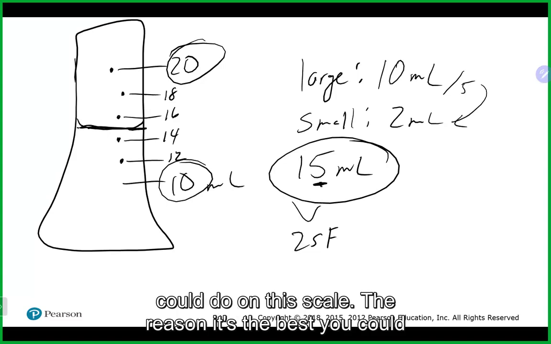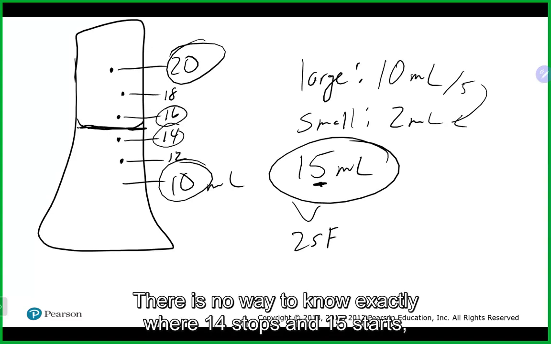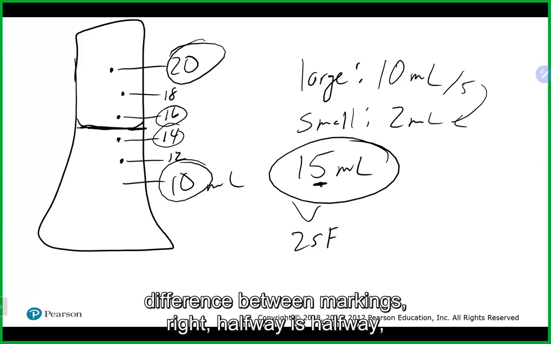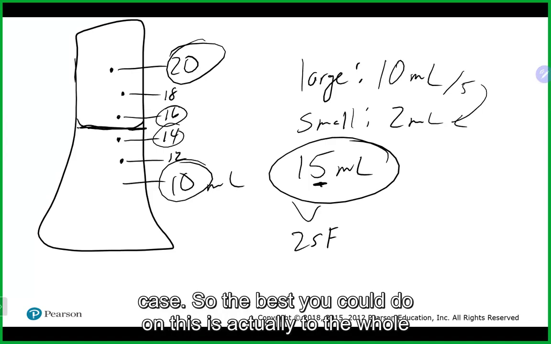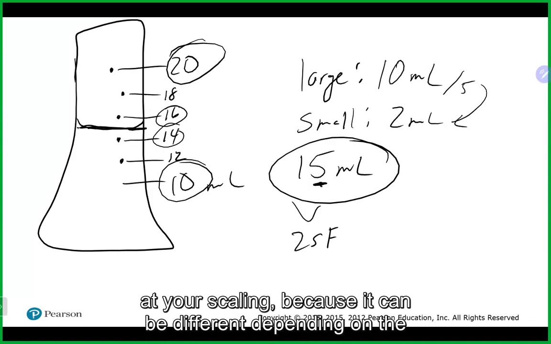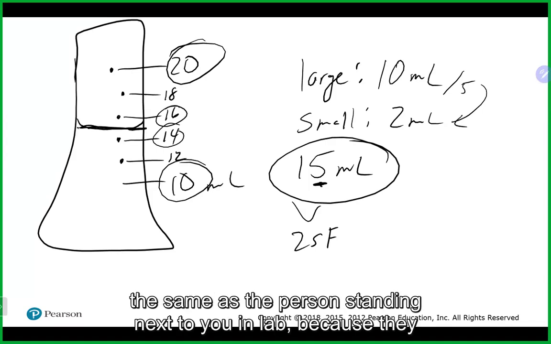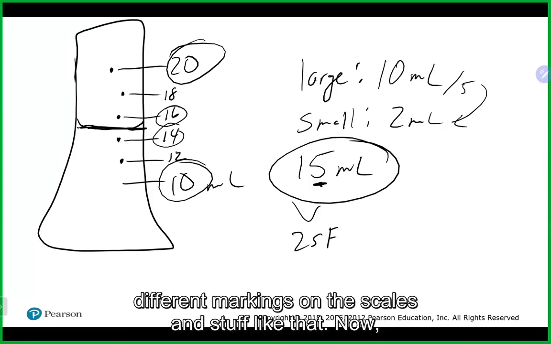The reason it's the best you could do on this scale is it goes from 14 to 16. In that little space, there's no way to know exactly where 14 stops and 15 starts, right? There's not enough room. When you just have one difference between markings, halfway is halfway, you kind of know it's halfway. You don't know in this case. So the best you could do on this is actually to the whole number. So it's really important to look at your scaling because it can be different depending on the piece of equipment that you're using. And it may not even be the same as the person standing next to you in lab because they might have bought it from a different vendor that has different markings on the scales.